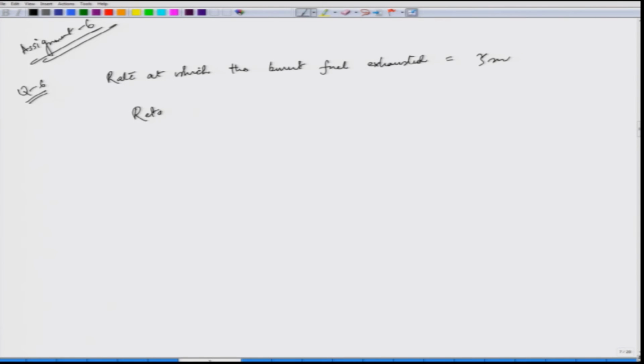The retarding force is mbv, where b is a constant. Now, the question says: find the speed of the rocket as a function of time. So, this is a variable mass problem. Rocket is always a variable mass problem. So we will use the variable mass solution.